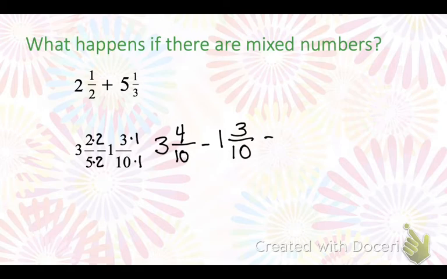Then I subtract the whole numbers. 3 minus 1 is 2. And the numerators. 4 minus 3 is 1. Keep the denominator. So 2 1/10 is my answer there.